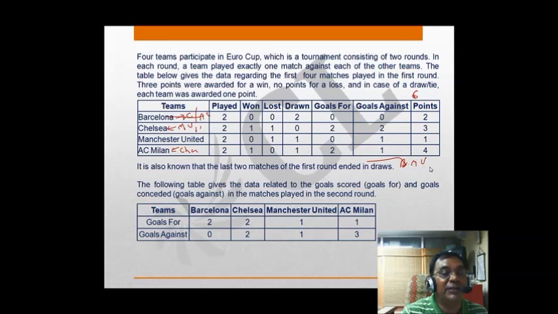Sorry, Barcelona has to play Chelsea right now. With Man U it has already drawn. So the games which are still left: Barcelona with Chelsea, which is a draw, and AC Milan has played with Chelsea, AC Milan has played with Barcelona, so AC Milan has to play with MU. AC Milan, Chelsea, lost 1, drawn 1.